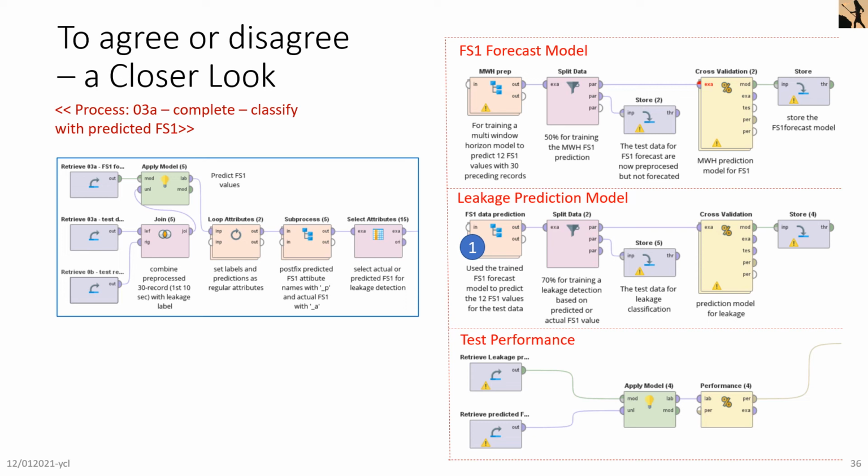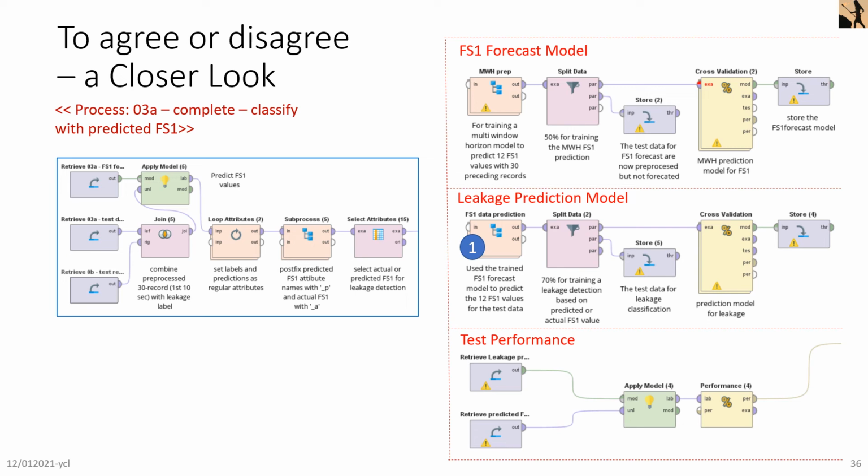First, the loop attributes operator here is kind of tricky. As some of you may know, when you use the prediction model to predict some value, those values are not regular attributes. The predicted values are special attributes. So we have to turn them into regular attributes for the subsequent training purpose. So here we set the label and the prediction value as regular attributes.